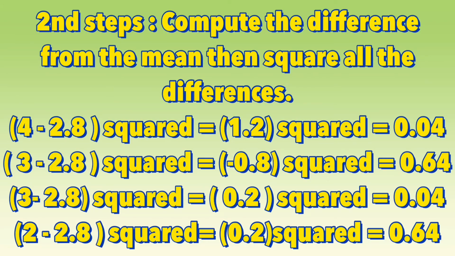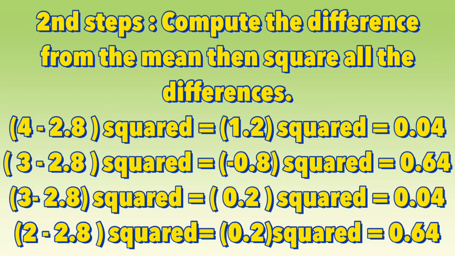After the first step, we will go to the second step. Compute the difference from the mean, then square all the differences. The first sample is 4 hours minus 2.8, which is the mean, then square. The answer is 1.2 squared, which becomes 1.44. Then the next is 3 minus 2.8 becomes 0.2 squared equals 0.04.